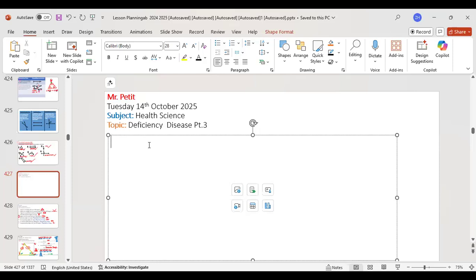Next we have the one that is the result of a lack of iron. What is that?